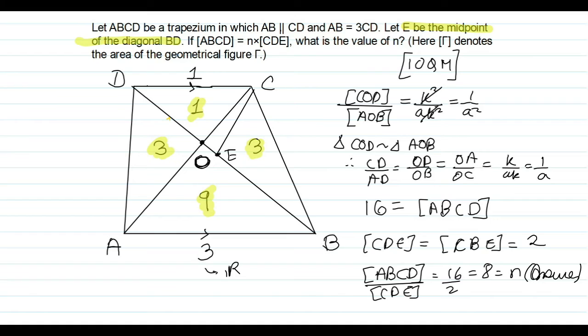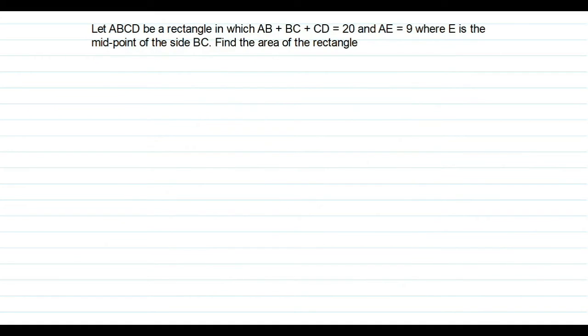So now it is time for the next problem. The next problem is a simple one, rather simple one. Let ABCD be a rectangle in which AB plus BC plus CD is 20 and AE is equal to 9, where E is the midpoint of the side BC. Find the area of the rectangle. This is a very simple problem, and I hope that all of you will be able to do this. So please pause the video and try. Okay, so now I think that you have tried, so let me give you a solution.